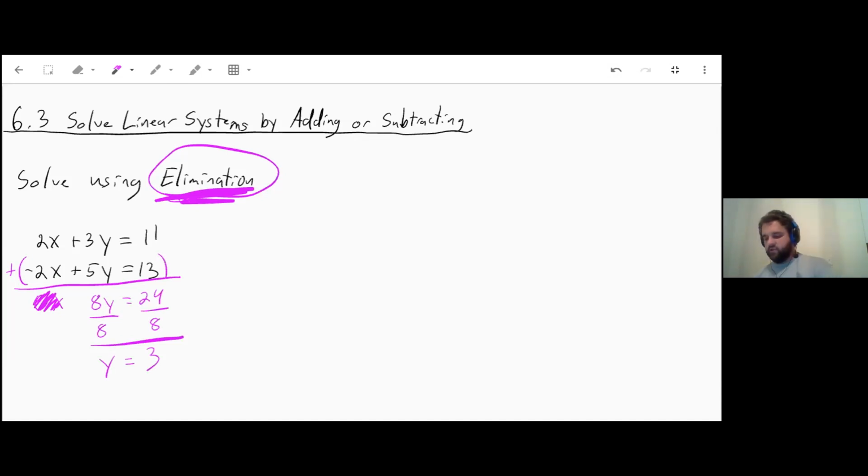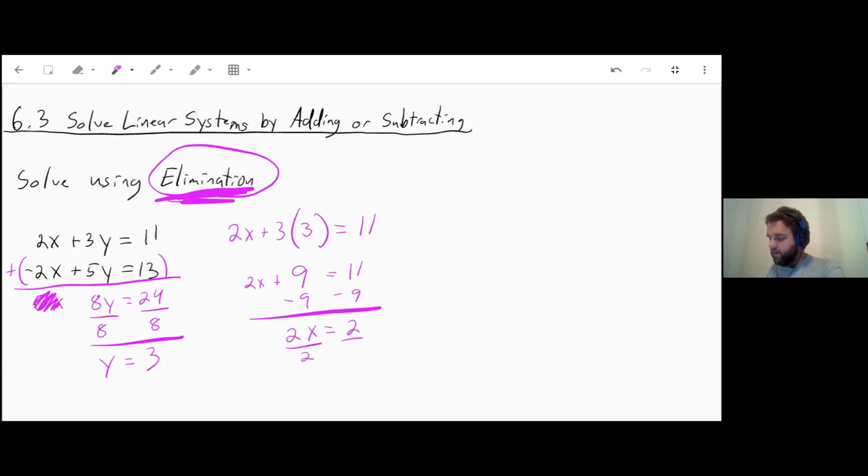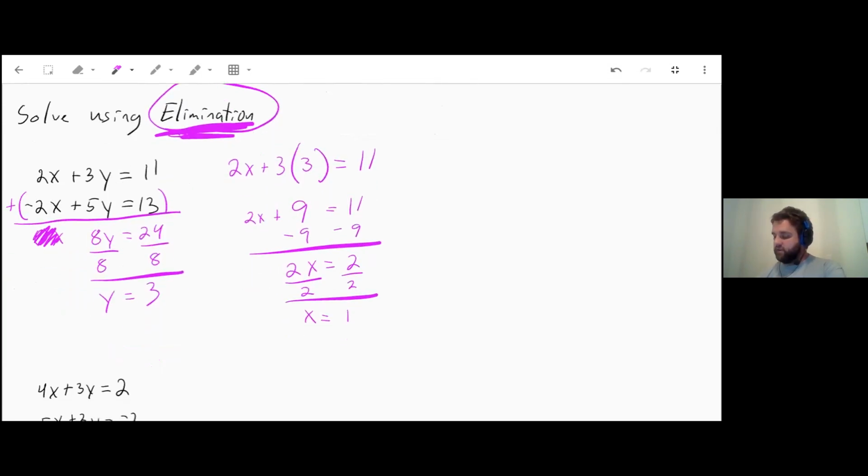Now we have to plug this 3 back in so we can solve for x. Again, you can choose either equation for this. I'll just do the top one. So 2x plus 3 times 3, since y is 3, equals 11. Well, 3 times 3 is 9, plus 2x equals 11. You can subtract 9 from both sides, so 2x is going to equal 2. You can now divide both sides by 2, and x is going to equal 1. So our answer is going to be the point (1, 3).